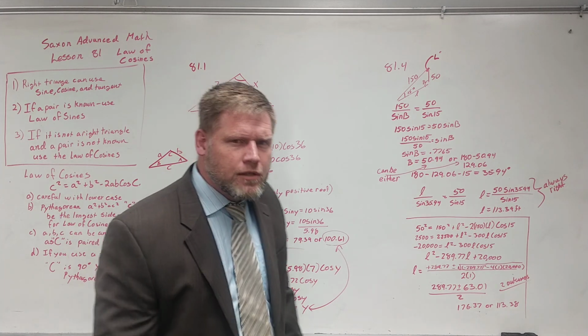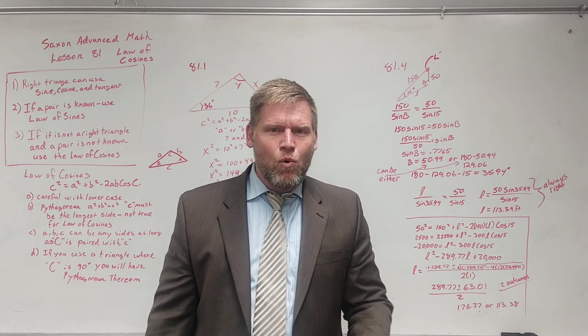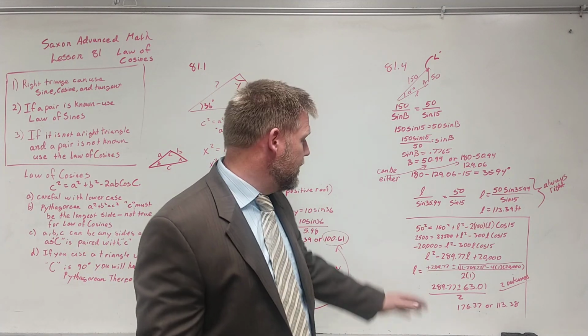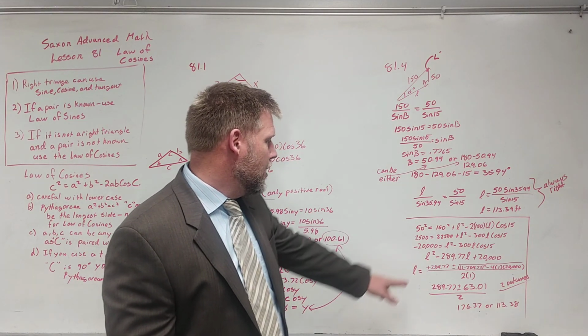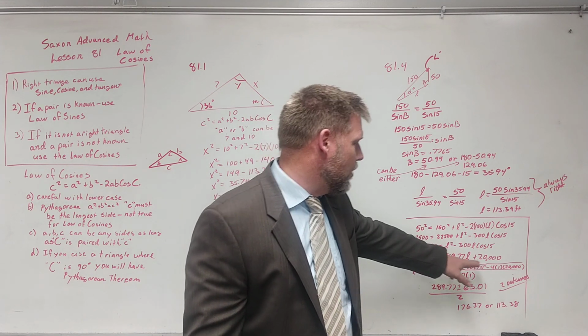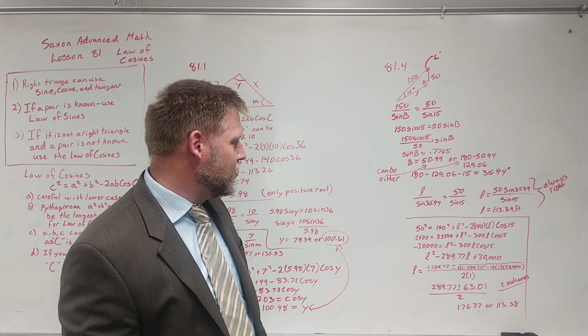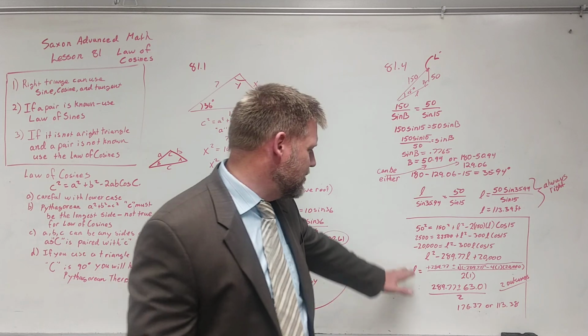Now, here's where this becomes interesting. I've used L twice, and one of them is squared. I end up with this quadratic version right here, L squared minus 289.77L plus 20,000, and that equals 0. Well, that's great, but this looks exciting, right?